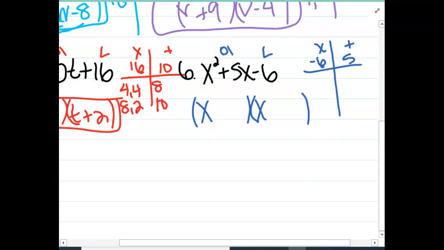What are some things that multiply to give me 6? 4 times 2 is 8. What else multiplies to give me 6? Okay, we have 3 and 2. One of them has to be negative. Now, kind of thinking ahead here, if the sum is positive, the bigger number has to be positive. Okay, 1 and 6. Which one's going to be negative? The 6.